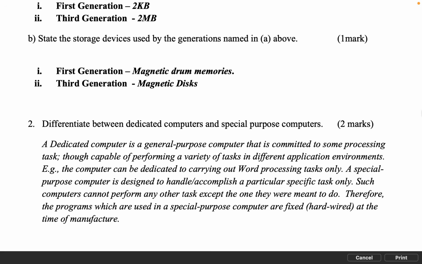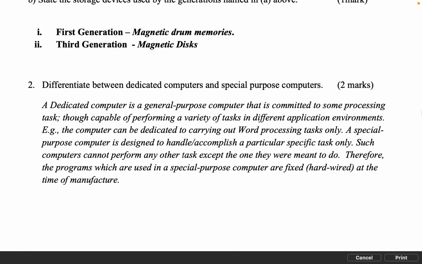1 mark. First generation, magnetic drum memories. Third generation, magnetic disks. Differentiate between dedicated computers and special purpose computers. 2 marks. A dedicated computer is a general purpose computer that is committed to some processing task, though capable of performing a variety of tasks in different application environments. E.g., the computer can be dedicated to carrying out word processing tasks only.